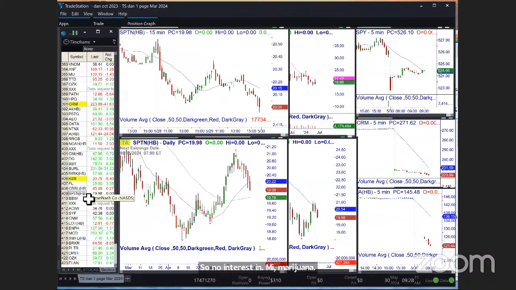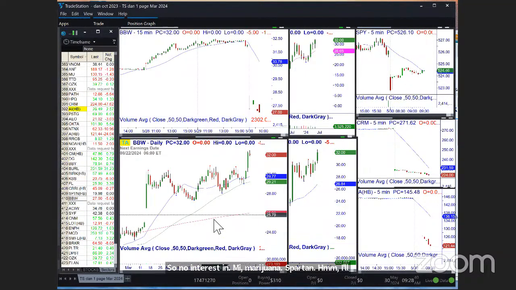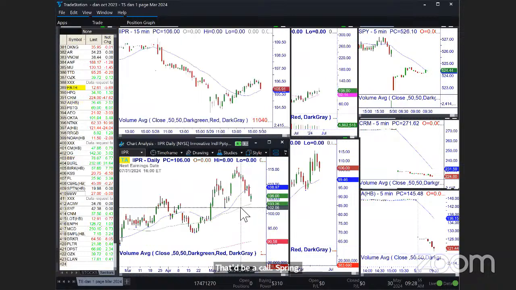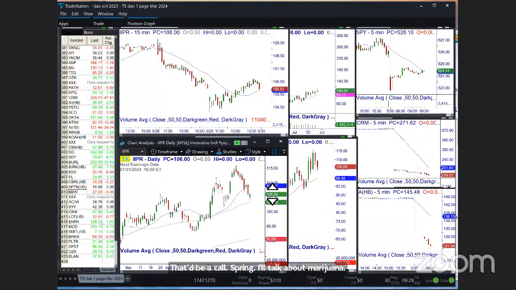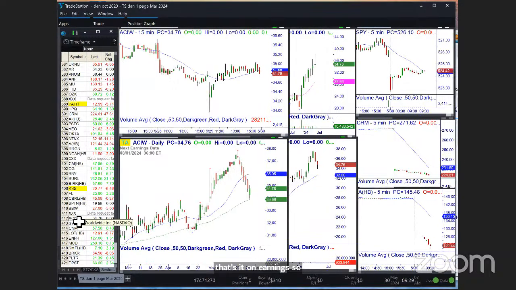Spartan, I don't see a gap. BBW gapping down. That's a nasty gap. Gapping under all this, leaving this as a monster upside shakeout. That'd be a call spread. Well, talking about marijuana, this IIPR is a REIT that rents property to the drug dealers. All right, so that's it on earnings. Sam, we picked the two best earnings trades.